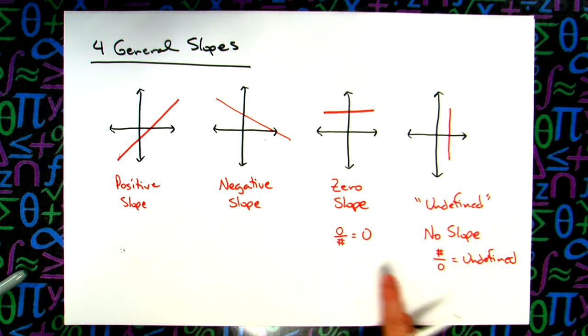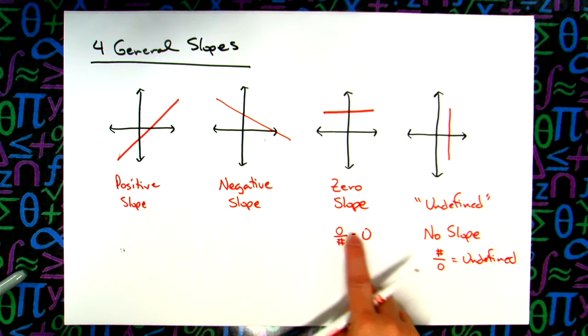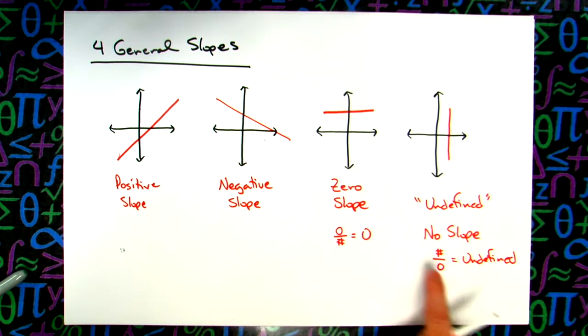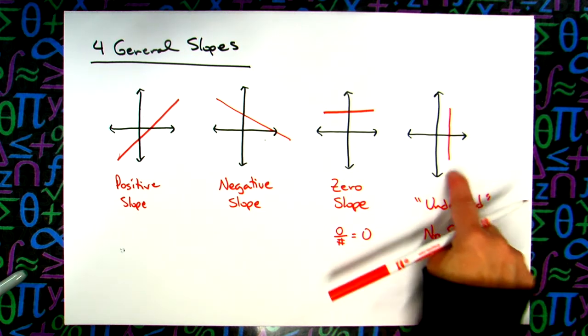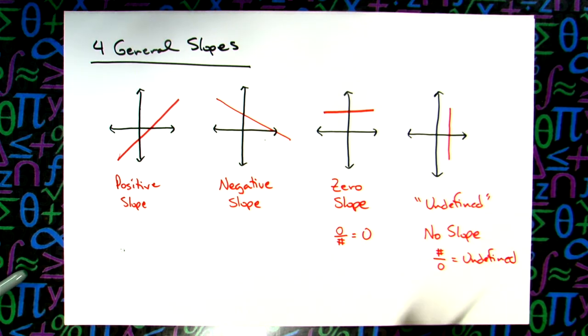So these two things are important when you do that formula. When you get a 0 on the top, the answer is 0. The picture would look like this. When you do that formula and you get a 0 on the bottom, it's undefined. That's what you write, and then the picture would look like this, an up and down line. Okay, so far so good. Questions?